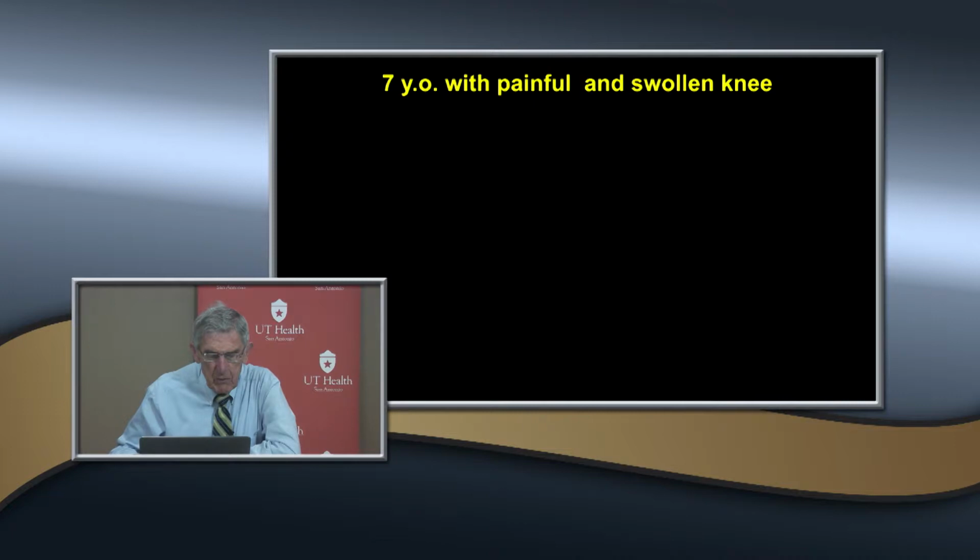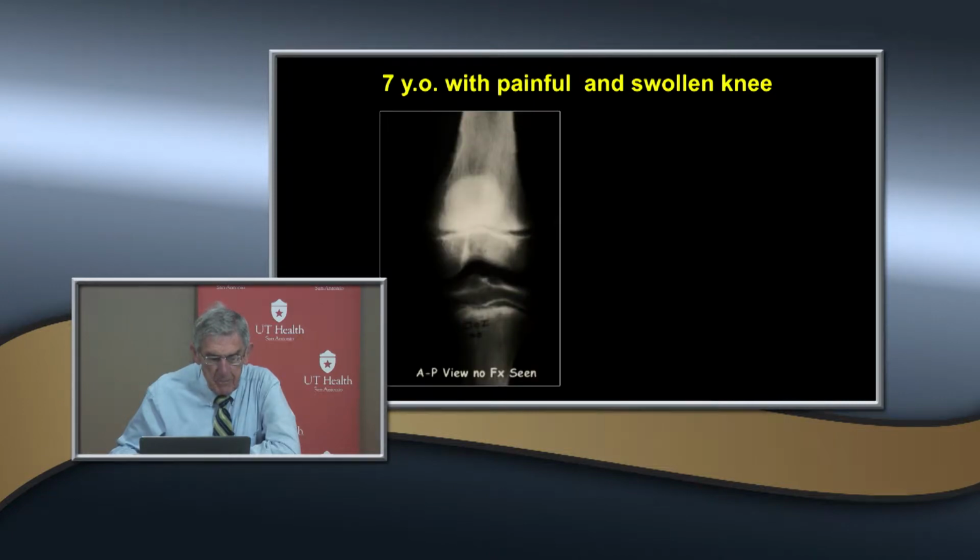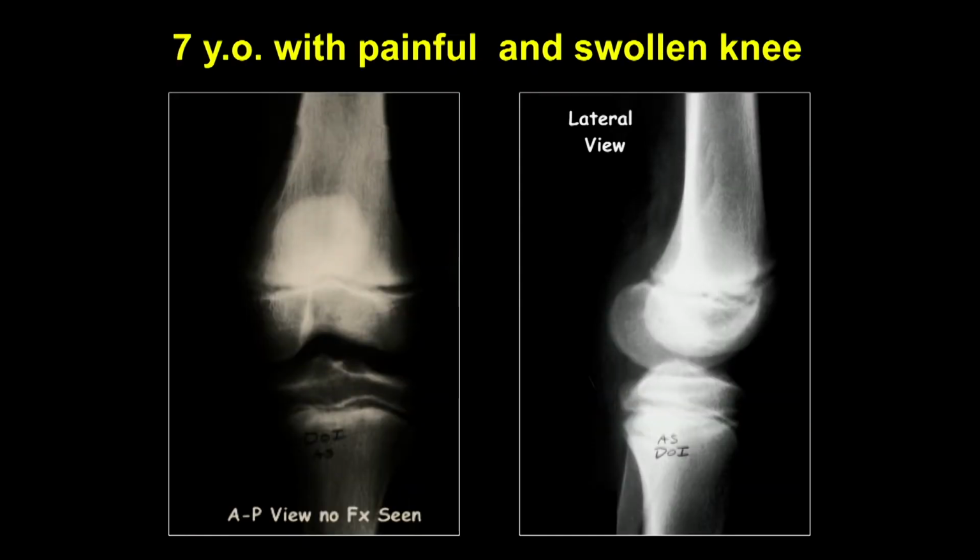Here's a 7-year-old with a painful, swollen knee. And what do you see on the X-rays? Not very much. It looks okay. I don't see any fracture. Yeah, that's right. There's no displacement, no fracture seen. So what's your next step? A stress X-ray? Well, you can do a stress X-ray, but that's kind of painful. There's another simpler way. A CT scan? You can do that. It's pretty expensive, but there's one other thing.